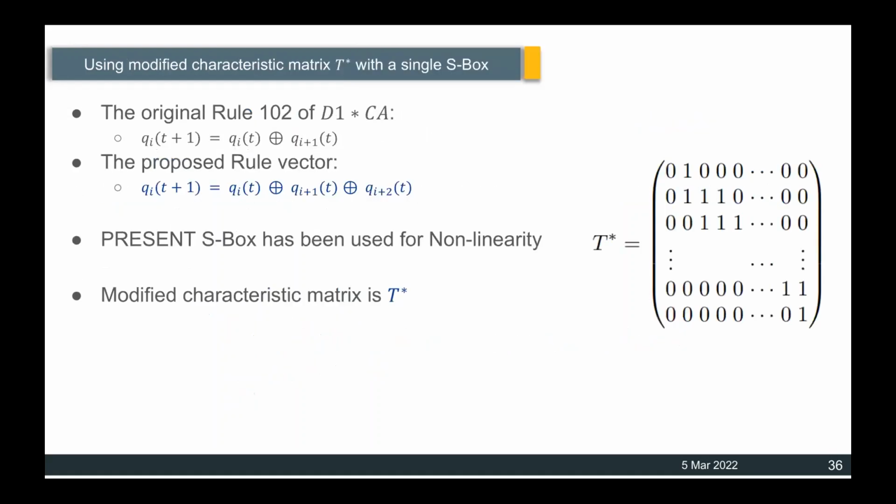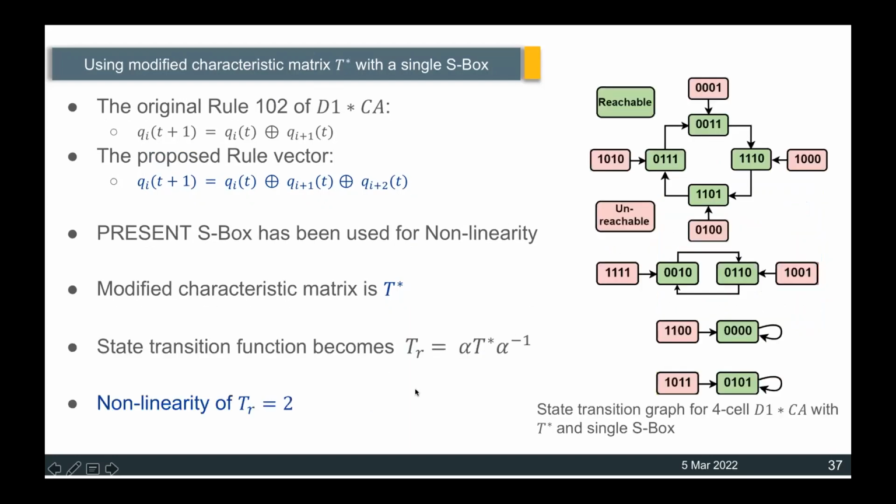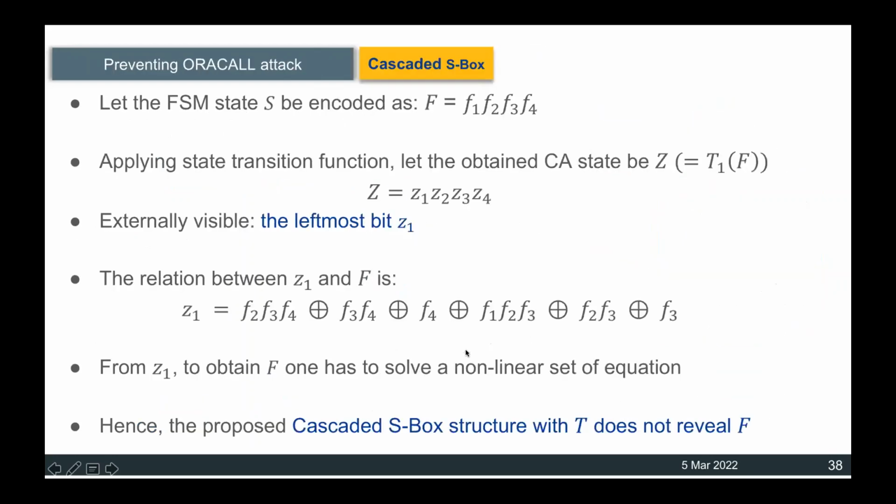Likewise, this is another proposal that we had, where we modified this structure T, which is the rule 102, to a slightly different variant, where it is an XOR of the self right and the right to the right, that is the next right. And if you apply this state transition graph and allow only one single PRESENT S box, then we also find similar patterns, where there is a high nonlinearity, but at the same time the cyclic structure, as expected, is not disturbed.